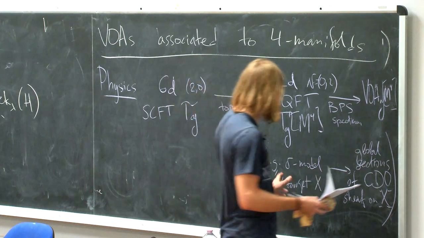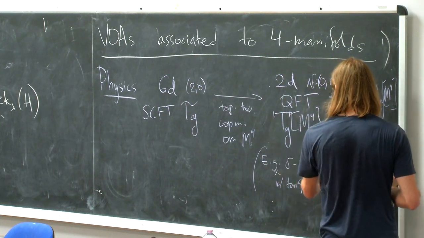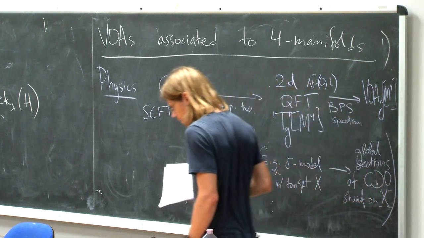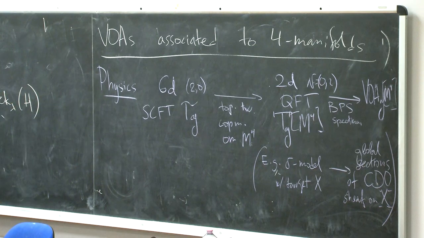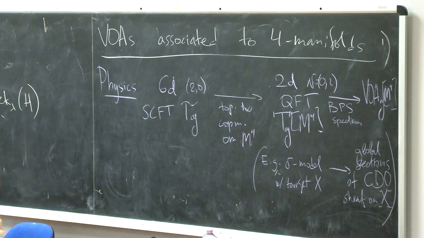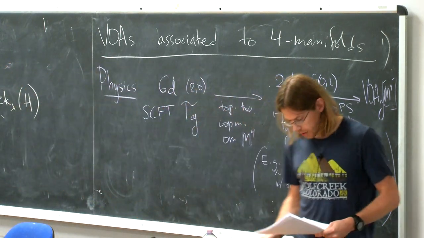And for example, in certain examples, this construction indeed gives a certain sigma model, where in certain cases the target X is related to the Higgs and Coulomb branches, which were talked about in Hiraku Nakajima's talk.